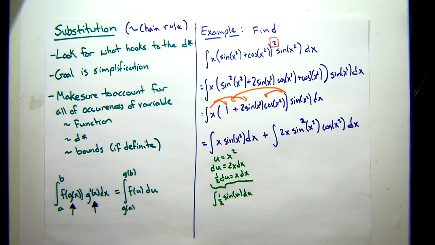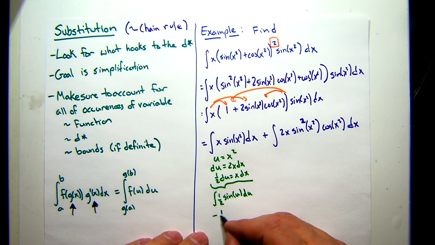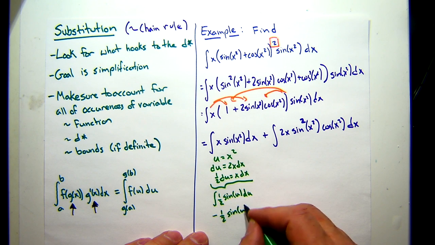Can we integrate this? Do we know what the antiderivative of sine is? We do know what the antiderivative of sine is. The antiderivative of sine is negative cosine. Yeah, we always try to catch a few people with that one. Okay, so negative 1/2 cosine of u.